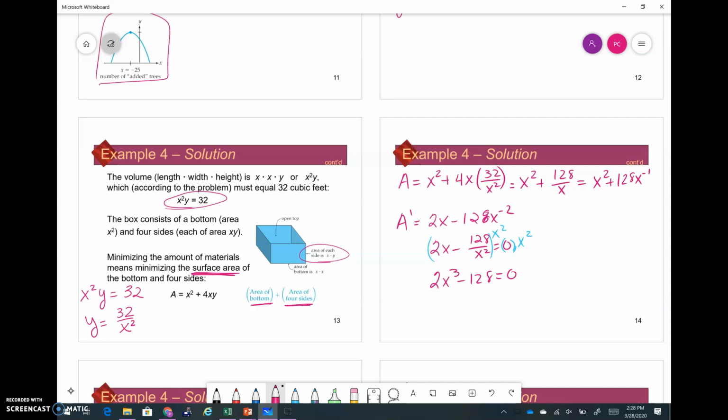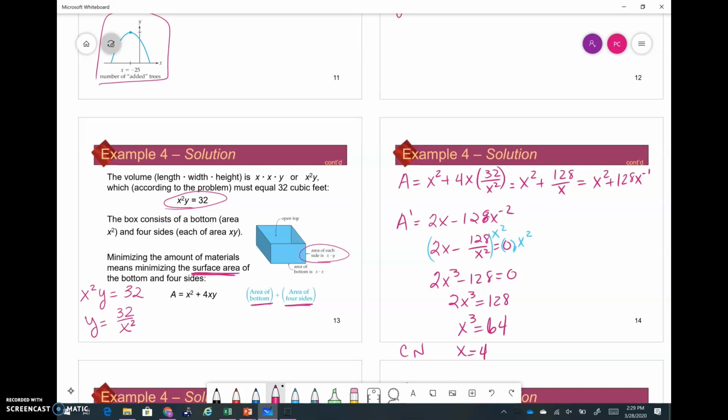We can add 128, so it gives us 2x cubed equal to 128. Divide by 2, x cubed would then equal 64. And the cube root of 64 is 4. There's our critical number, and we need to prove that it is what we need it to be.